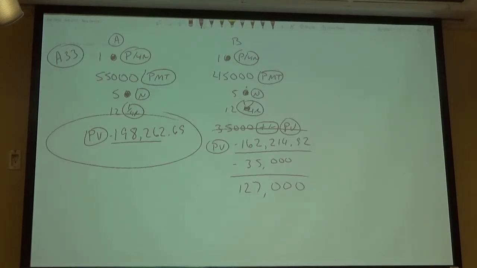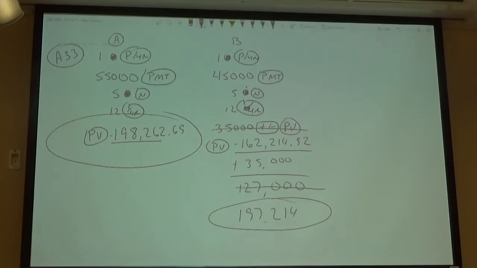Now, if it were the tenant's perspective, how does that change things? You would add 35,000 to 162, and you end up with 197,214. Under that circumstance, the tenant would probably accept this one because it's slightly less expensive than the other option, except for the fact that they've got to come up with 35,000 out of pocket. It's a question of how you want to look at it. Okay, all right, moving on. Next one.